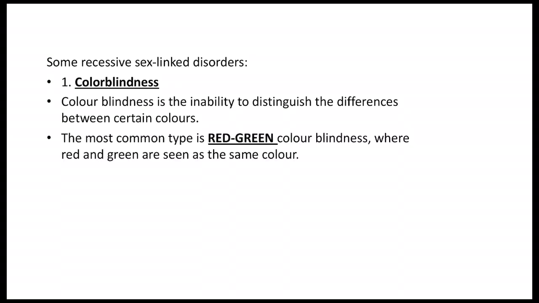So color blindness. There are different kinds of color blindness, just so that you are aware of that, it's not just one thing. But color blindness is the inability to distinguish the differences between certain colors. The most common type is red-green color blindness, where red and green are seen as the same color.